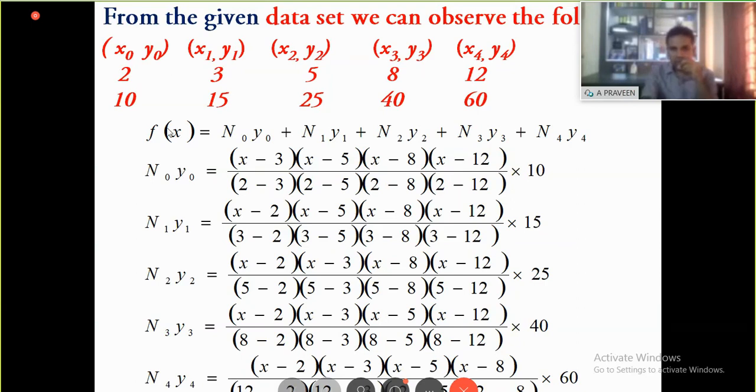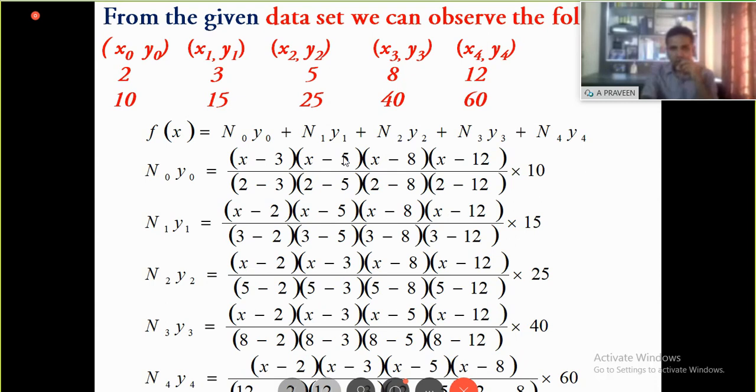Now the question is, how can I get the value at 2.5? This is the general polynomial that you use. Now your x0 value is 2, x1 value is 3. Your 2.5 comes in between. So in this x value, instead of 4, it will be 2.5. That's it. No other change.